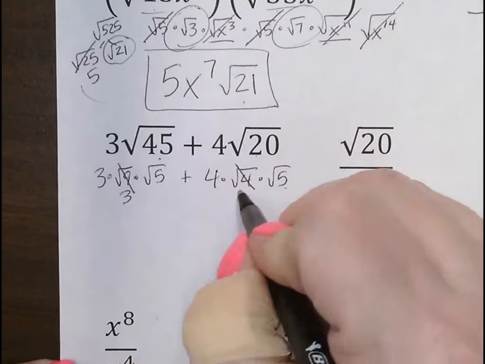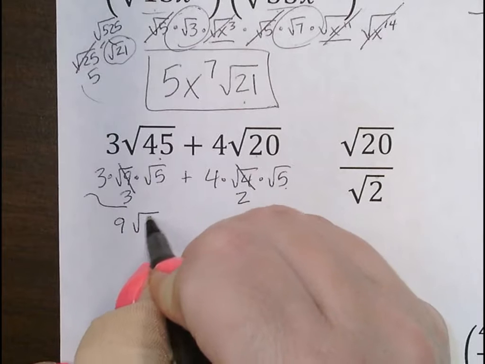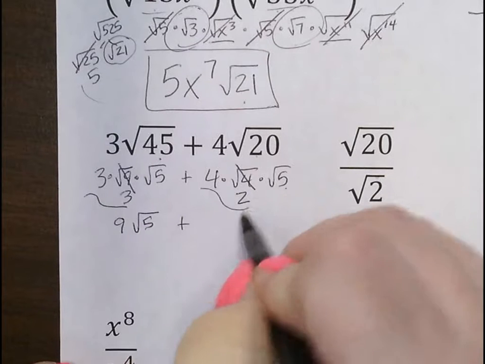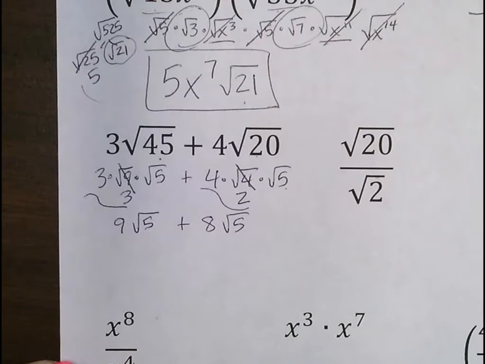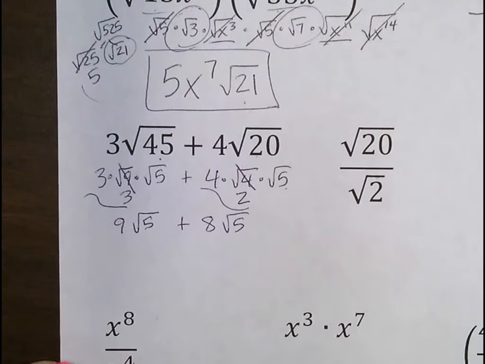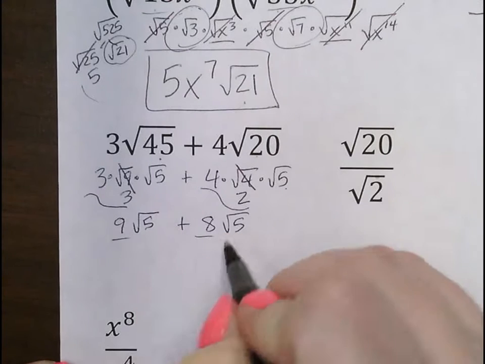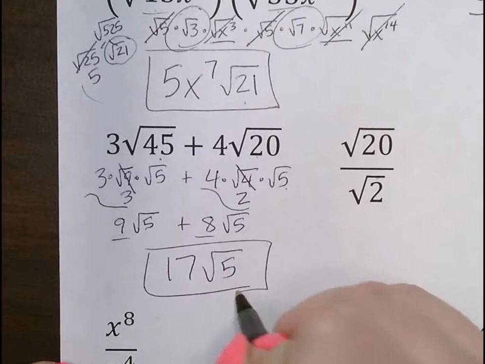All right, the square root of 9 is 3. The square root of 4 is 2. 3 times 3 is 9, radical 5. 4 times 2 is 8, radical 5. At this point, we do have like terms. The square root of 5 and the square root of 5 are essentially like terms. 9 plus 8 is 17, and we keep the square root of 5.